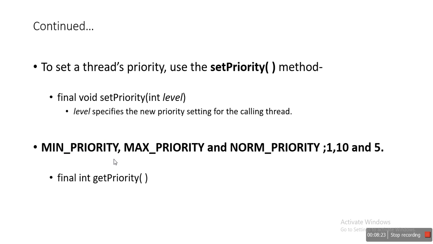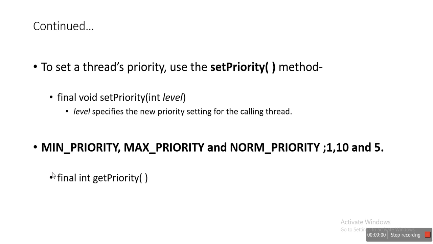So we know how to assign priorities by using the setPriority method. But there is one more method, the final int getPriority. If we call the getPriority method on that particular thread object, it returns the priority value, that is, the priority of that particular thread. This is also final because we cannot override this method.